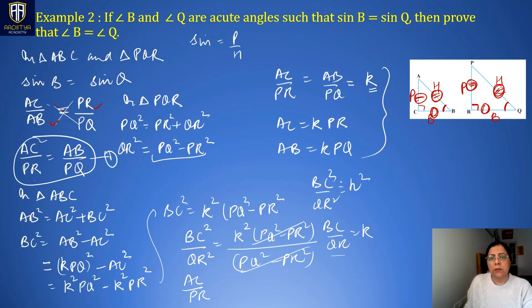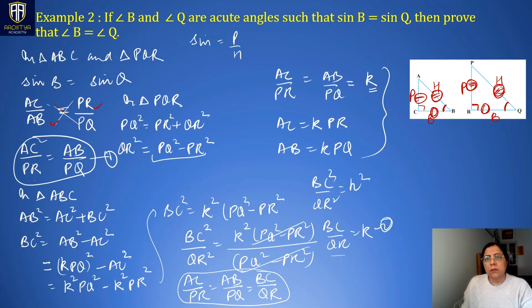So finally I can write AC upon PR. Let this be 1. Let this be 2. From 1 and 2, AC upon PR is equal to AB upon PQ is equal to BC upon QR. That means in these two triangles, the ratios of all the three sides of one triangle are proportional to the three sides of the other triangle. That means triangle ACB is similar to triangle PRQ by SSS similarity.